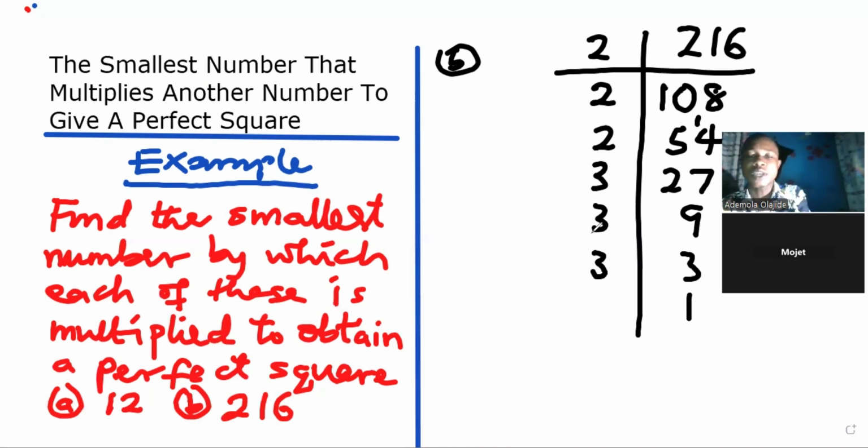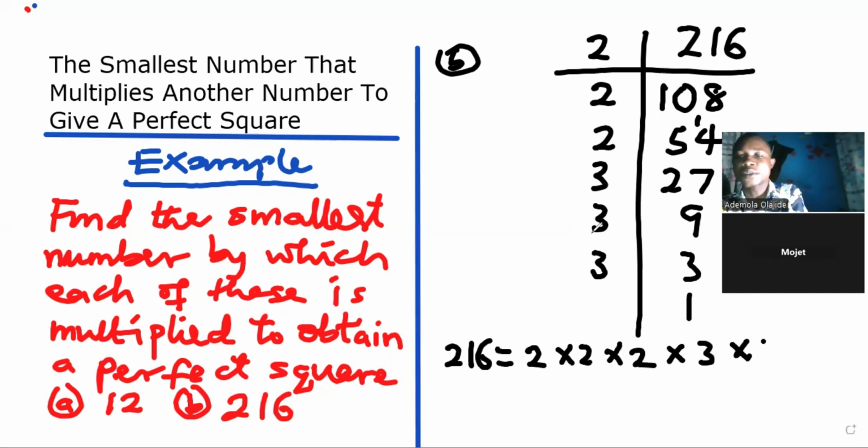So we can now conclude that 216 gives 2 times 2 times 2 times 3 times 3 times 3. If you are to pair them, this one now is perfect. Yes or no? Yes. 2 times 2 equals 4. Yes, this one too is perfect. Yes or no? Yes, it goes 9.